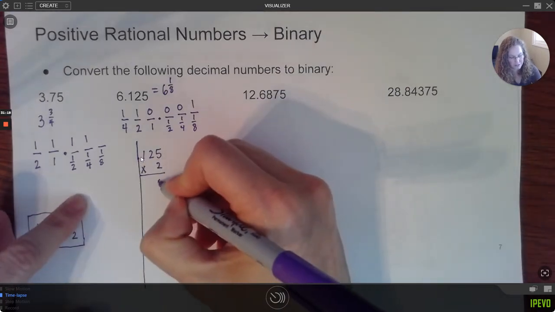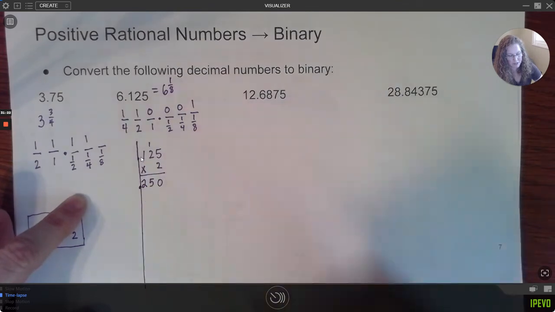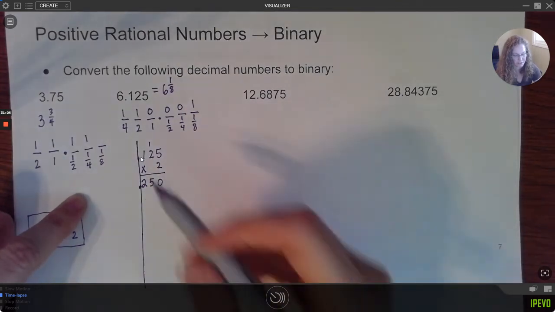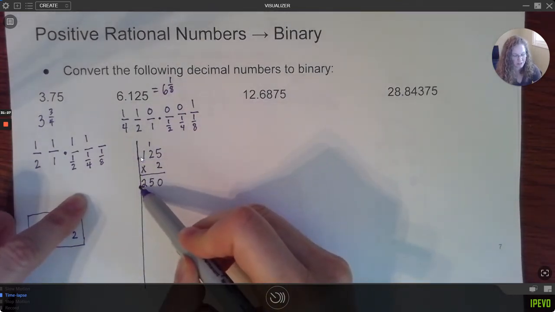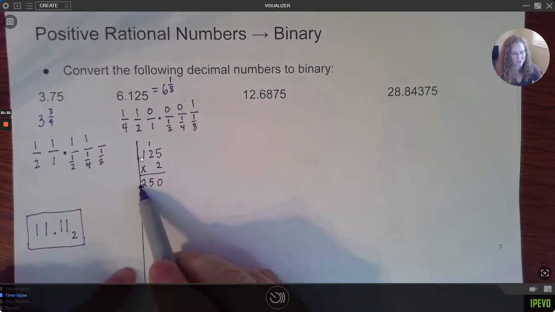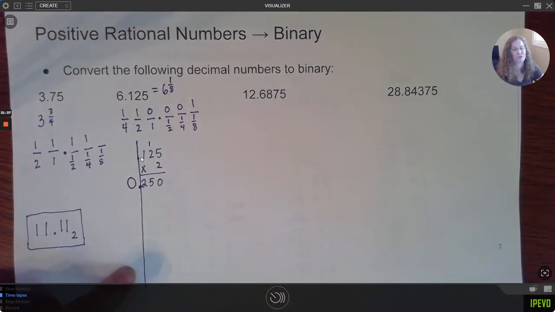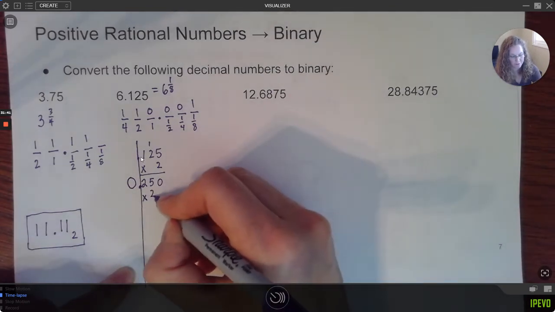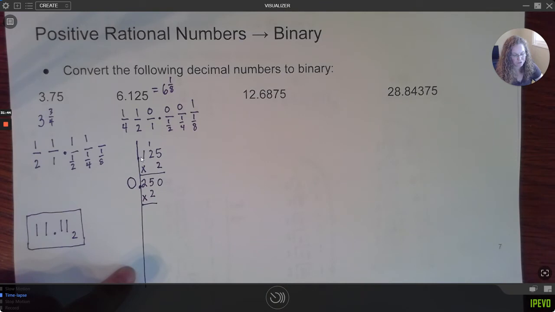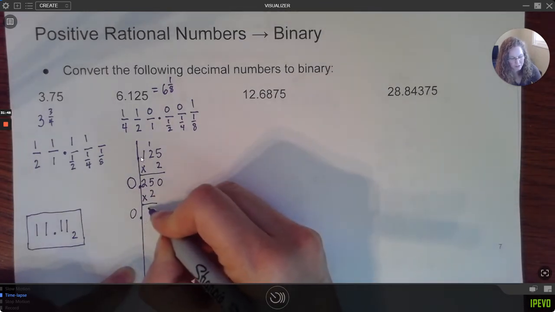So I'm going to get 0.250. Notice that the point should be right on this line. It's very important that I always put something in front of the decimal point here. So in this case, that's 0.25. Then I'm going to multiply by 2 again. So 0.25 times 2 is 0.5.